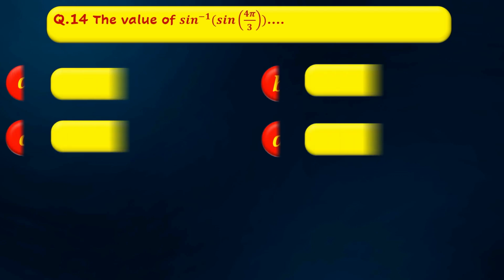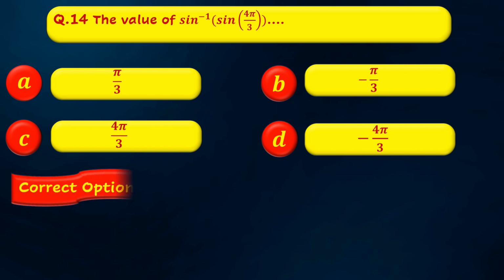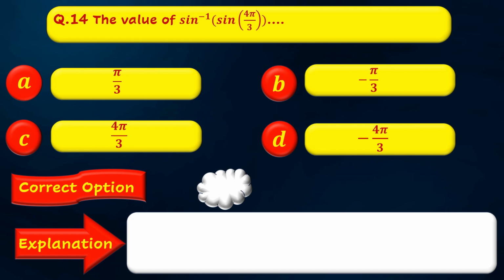Question number 14. The value of sine inverse sine of 4 pi by 3 is, and the options are. Let's find out which one is the correct option. But before that, let's explain it. We know that sine inverse of sine of x is equal to x only if x is in the closed interval from minus pi by 2 to plus pi by 2. But here the angle is 4 pi by 3, which is not in this domain.